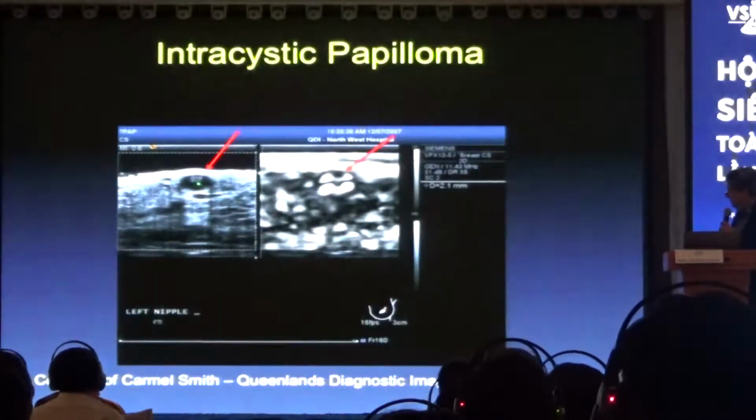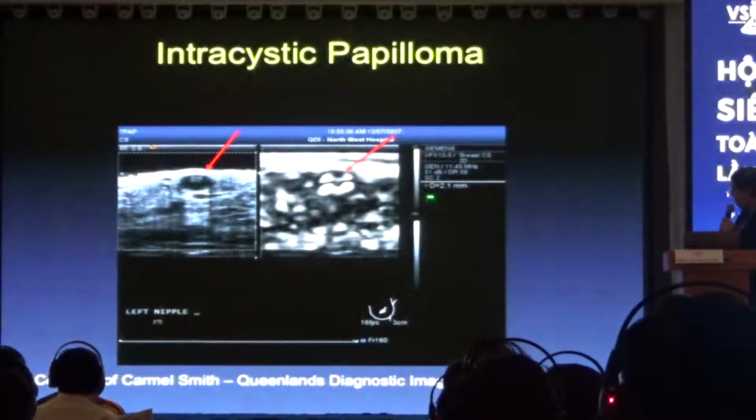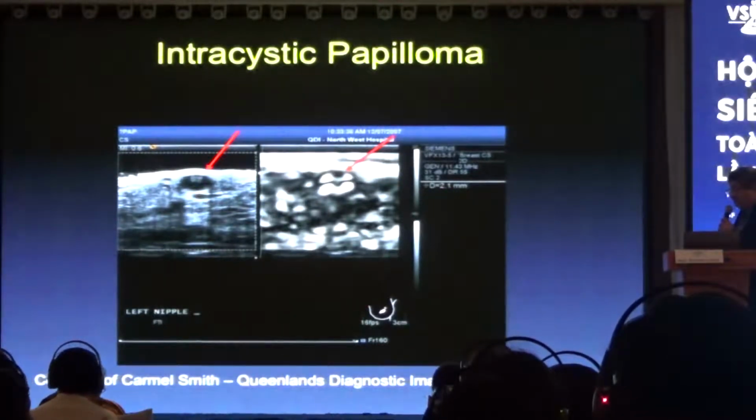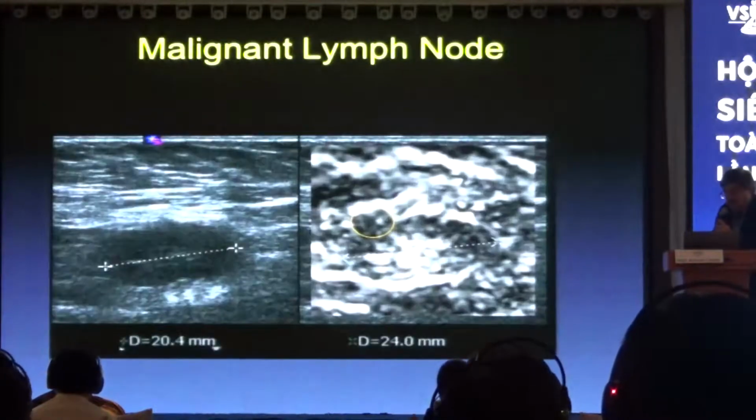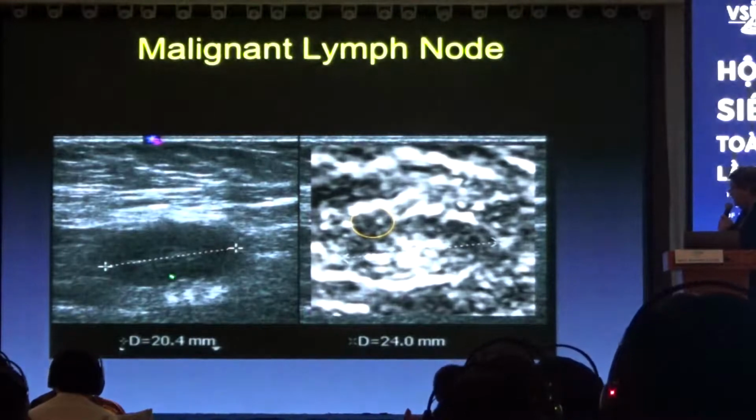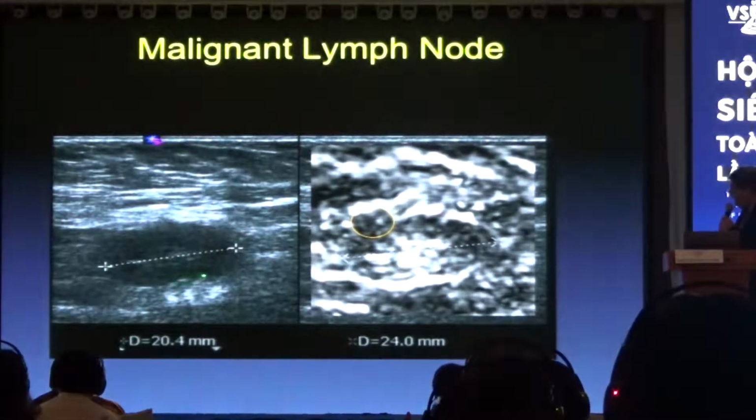I showed you this before. This is this little papilloma, and you can see it really was 2 millimeters. So you can do elastography on very small lesions and get very good results if you train yourself very well. Again, this is one of the first cases we did back in the 1990s.